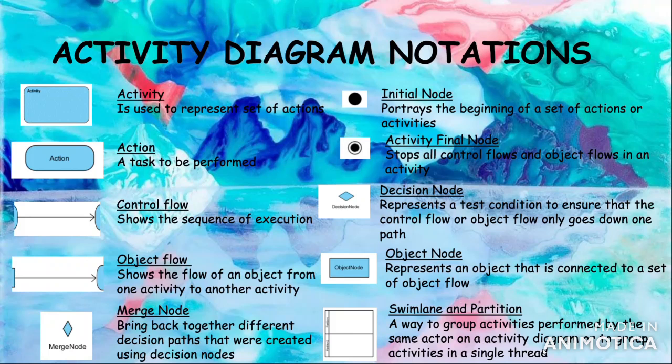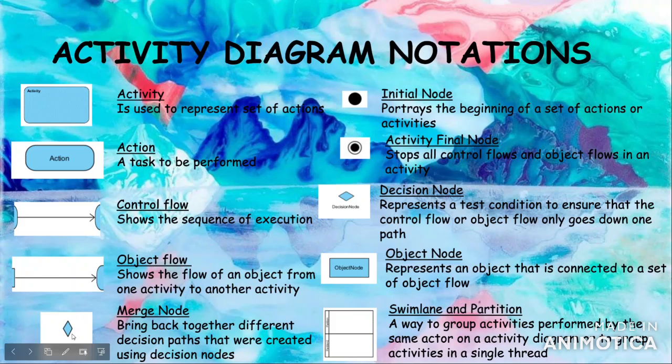These are the notations in an activity diagram. This is an activity. It is used to represent a set of actions. This is the action, a task to be performed. This arrow shows the control flow. It shows the sequence of execution. This is the object flow. It shows the flow of an object from one activity to another activity.